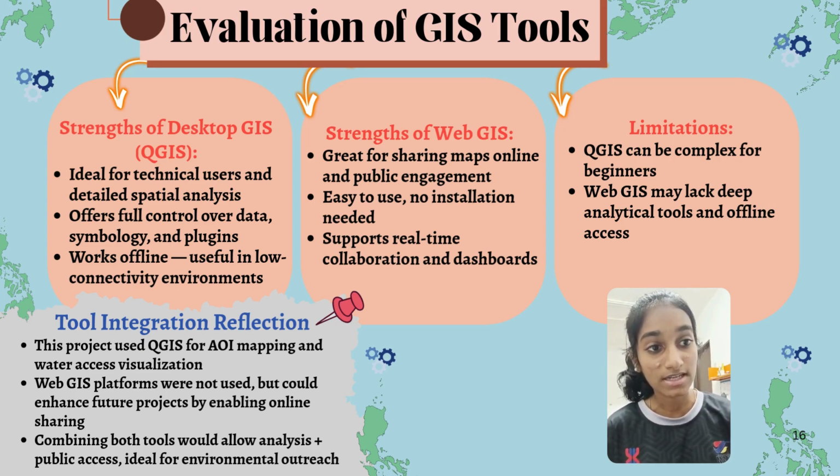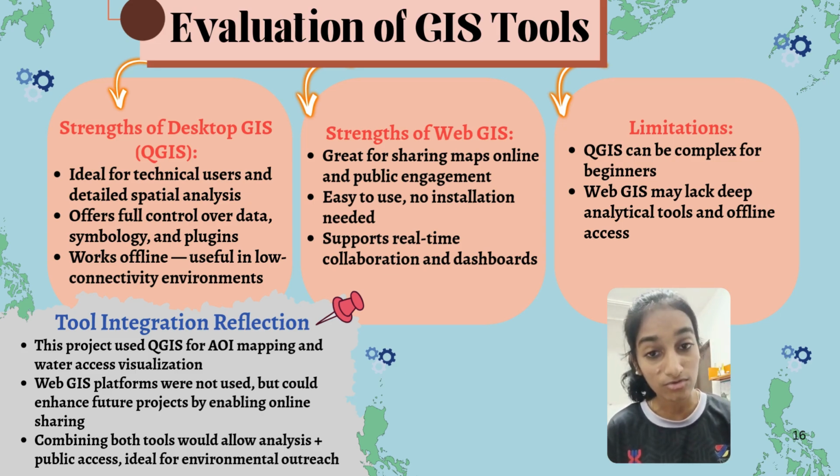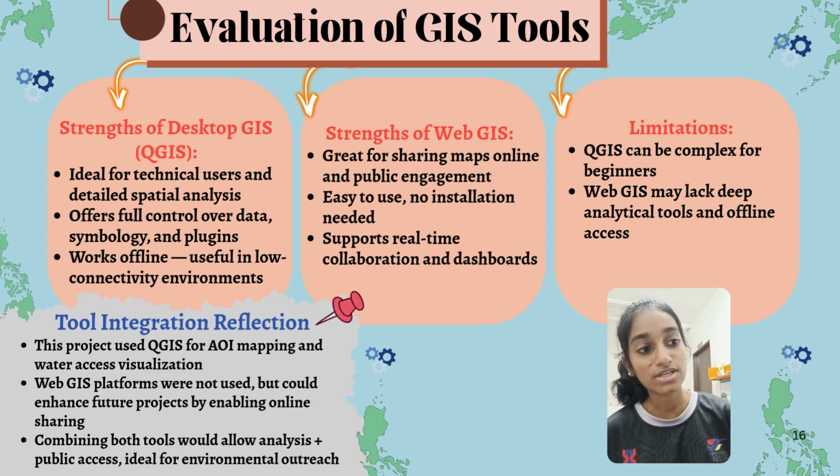WebGIS platforms are really great for sharing maps online, and it's also easy to use and supports real-time collaboration, but they don't offer deep analysis tools and need internet access. For this project, we used QGIS to map the AOI and add the data of the water level. WebGIS was not used, but it could be helpful in future projects to publish maps online. Combining both tools would allow us to do analysis and also share results with the public, which is useful for environmental outreach. Thank you.